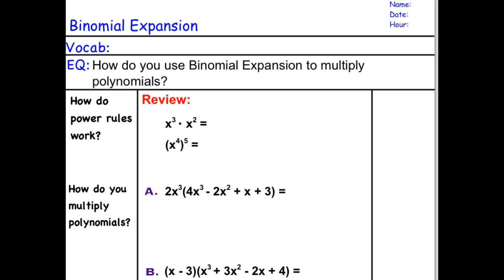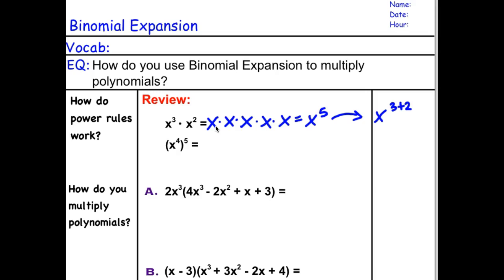If we have x cubed times x squared, remember that's really x times x times x times x times x, so it would be x to the 5th. The power rules really state that you are doing x to the 3 plus 2 power, because if the bases are the same and you're multiplying, you add the exponents.